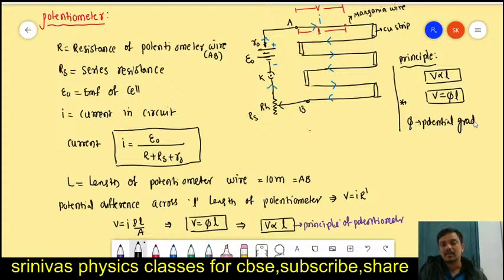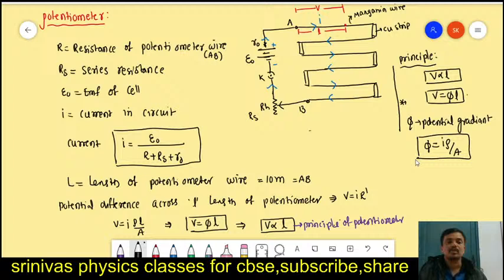What is the potential gradient? Potential gradient means potential drop per unit length. So phi is equal to V by L. This phi formula we write as I rho by A. This is some basic information regarding the potentiometer.